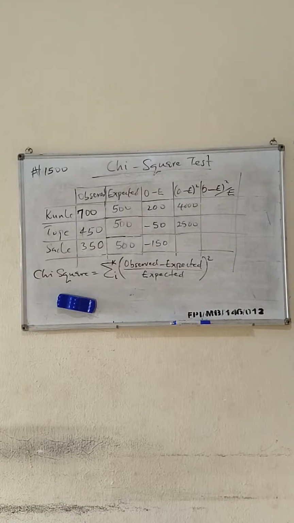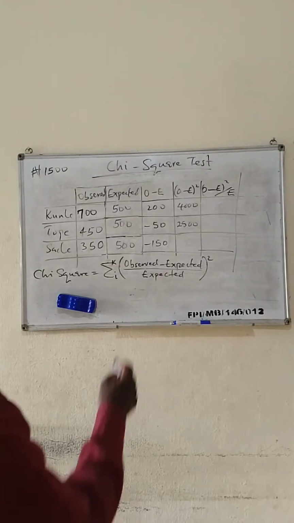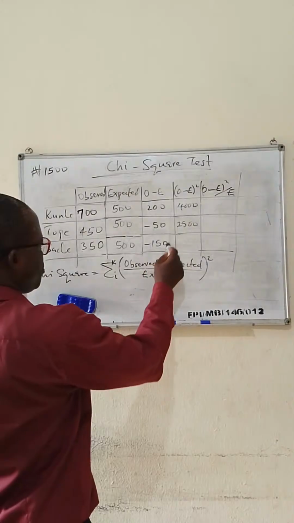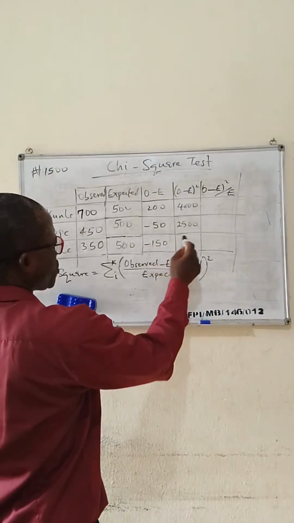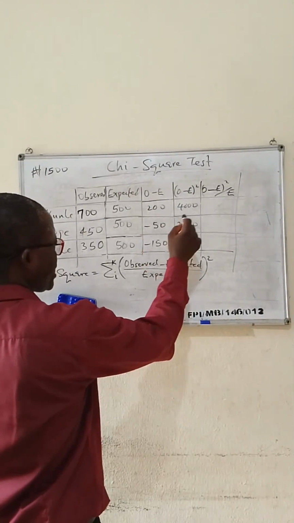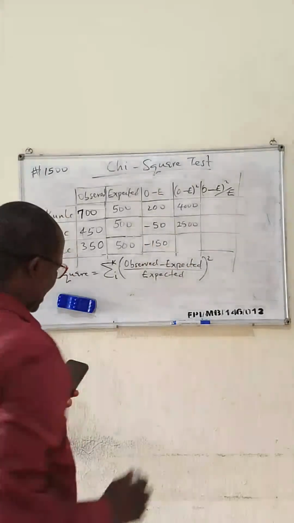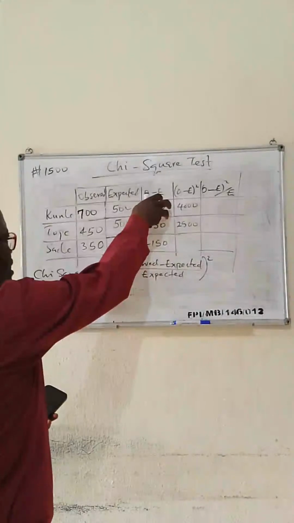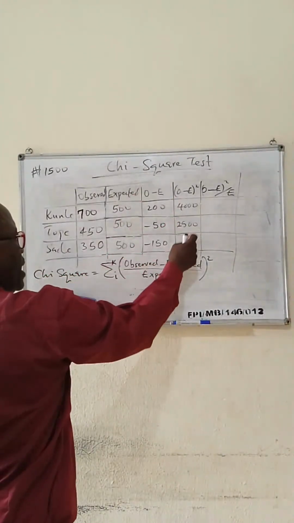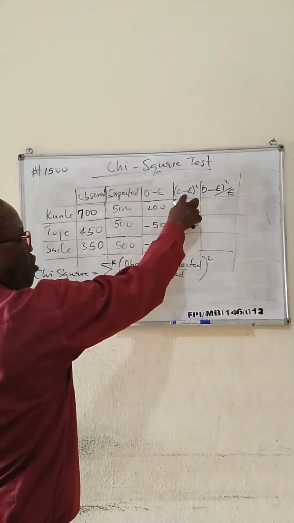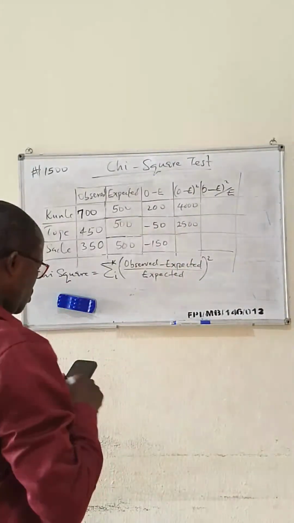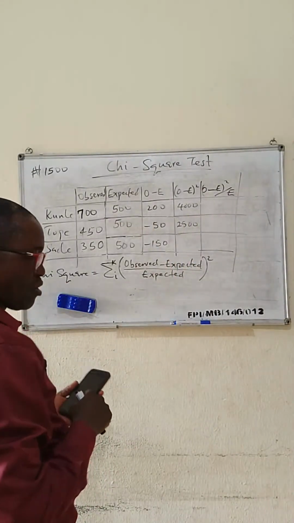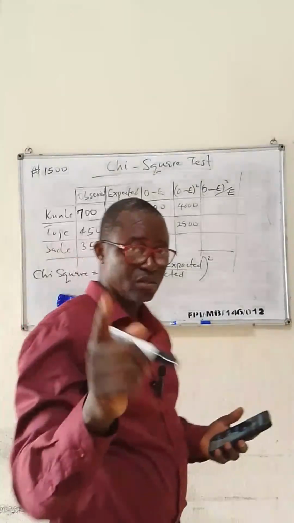Somebody said 22500. Somebody put minus there. My dear, it is not minus. There is no minus there. It is this value that we are squaring up. Minus multiplied by minus will give us positive. So there is no minus in that answer. So please take note. We are squaring what is inside this column. Look at the column here: O minus E all squared. So if you are putting minus 22500, you are wrong. Take note. Don't do that in the exam.